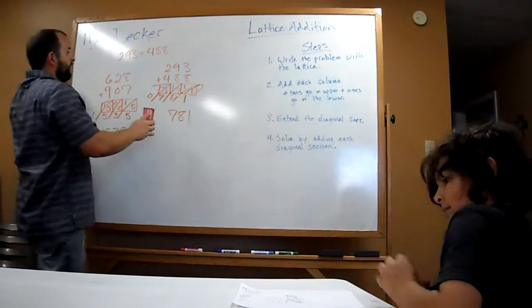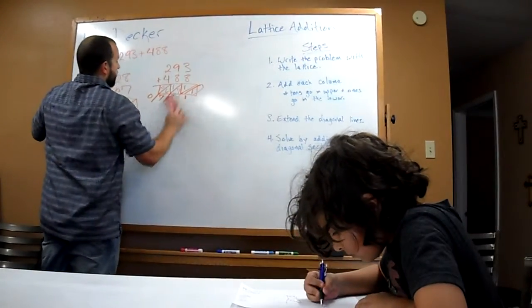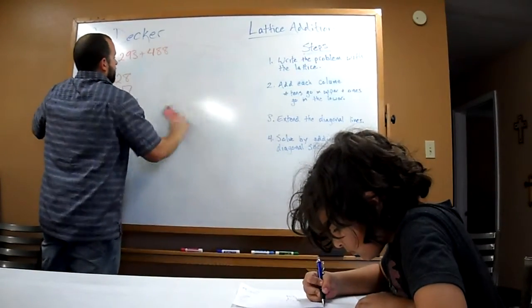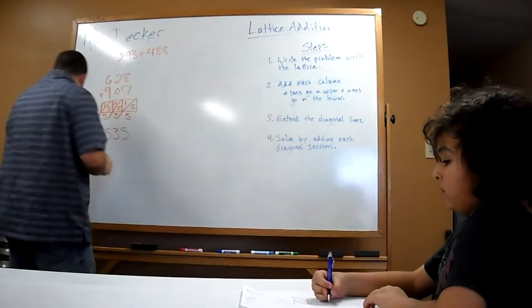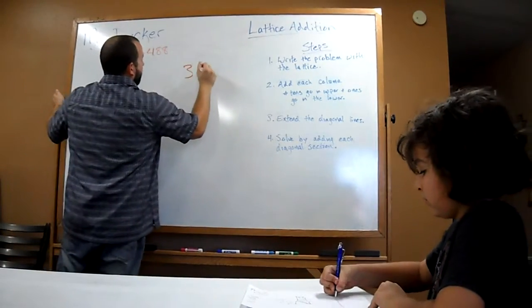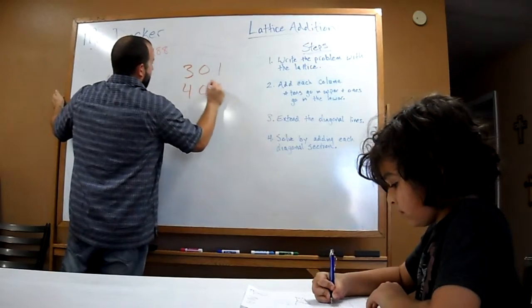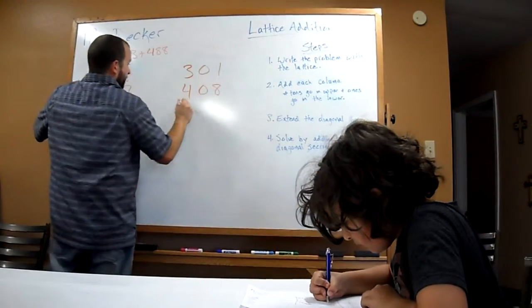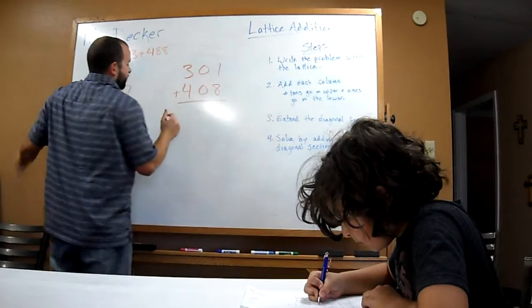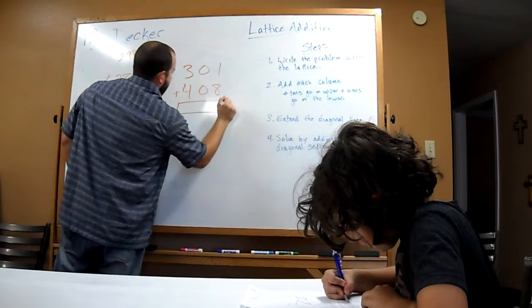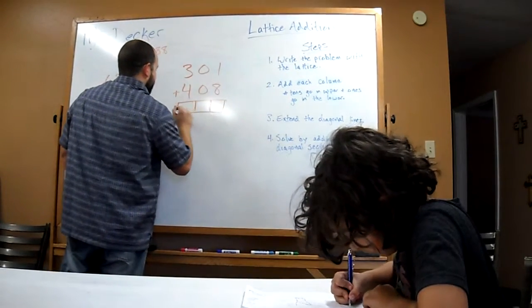Erase the first problem so I can work on our third problem. Alright. So our third problem will do 301 plus 408. Alright, we got it written down, that's our first step. We'll draw our lattice to finish off our first step.